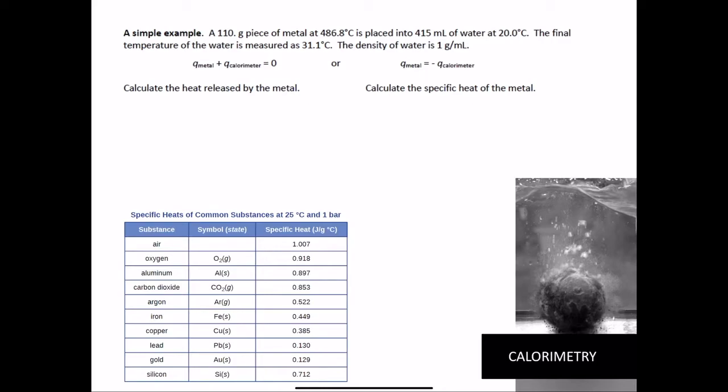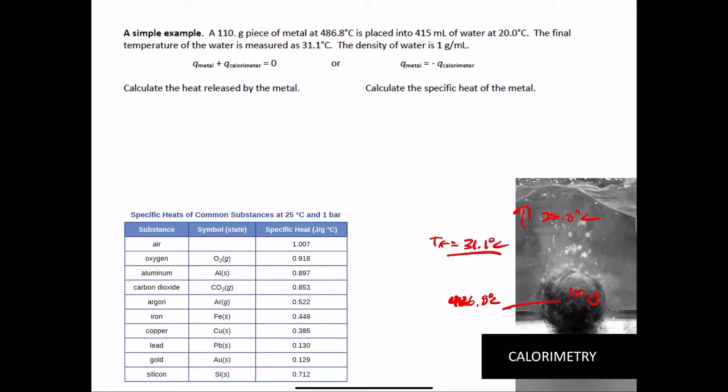So a simple example of calorimetry. What we have is a 110 gram piece of metal. Okay, so we'll pretend this is it. And it's at 486 degrees. Wow, it's pretty hot. Okay, so this guy has a temperature of 486.8 degrees C. And we are going to put that in some water. And the water is at 20 degrees Celsius initially. So what's going to happen to the temperature of the water? It's going to go up, right? And the final temperature of water is 31.1 degrees Celsius. And the density of water is that.